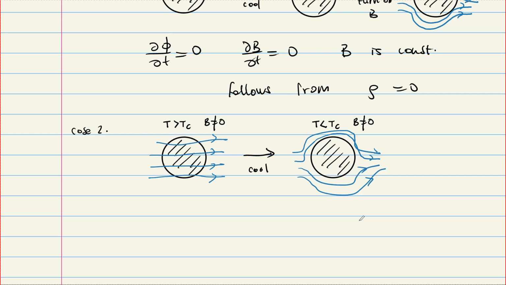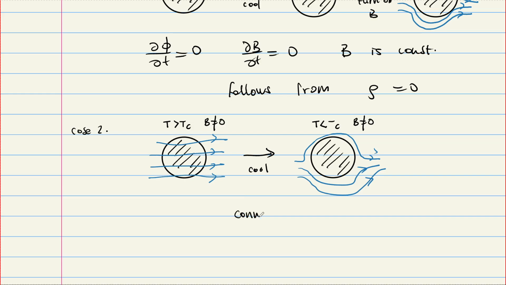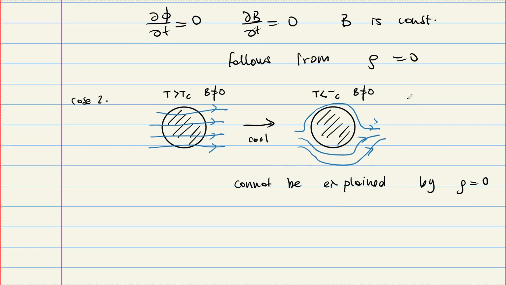So this experiment cannot be explained by rho is equal to 0. We'll see, hopefully in the second hour or next time, we have to think much harder to explain this. And this is what we call the Meissner-Ochsenfeld effect.